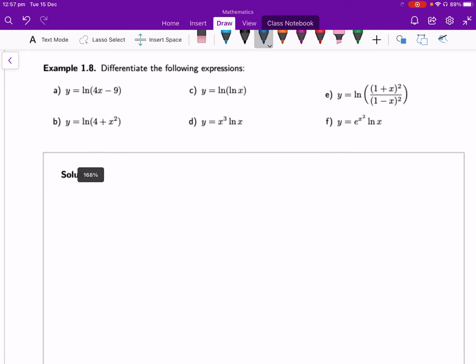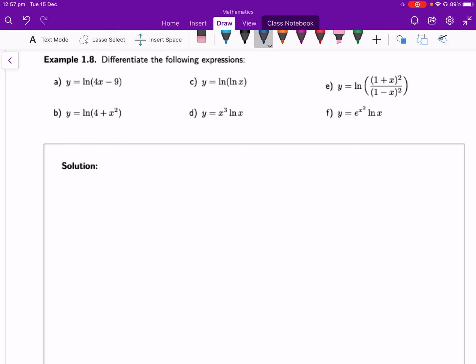Okay, in this very first one here, we're going to look at a range of different functions and we're going to differentiate them. So we're going to be using a range of rules and laws, particularly log laws here as well, but we'll look at the chain rule, the product rule, and the quotient rule. So for the first one here, I'm going to have y is equal to ln(4x − 9).